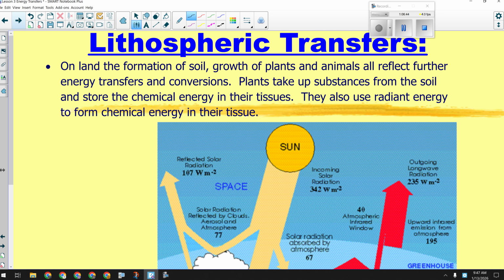And then for the lithosphere, a big part of the lithosphere is albedo. Is the lithosphere light in color in that location or dark in color in that location? And of course, soil, because that is part of it, plants and conversion by photosynthesis.